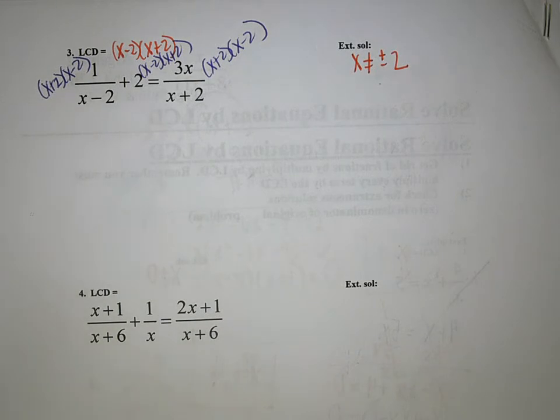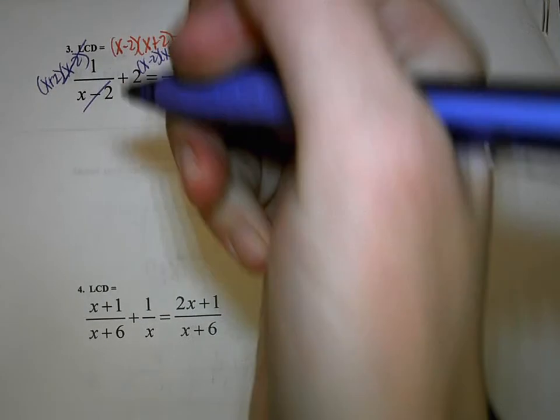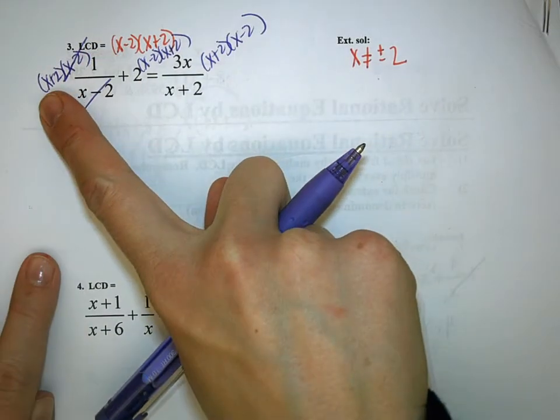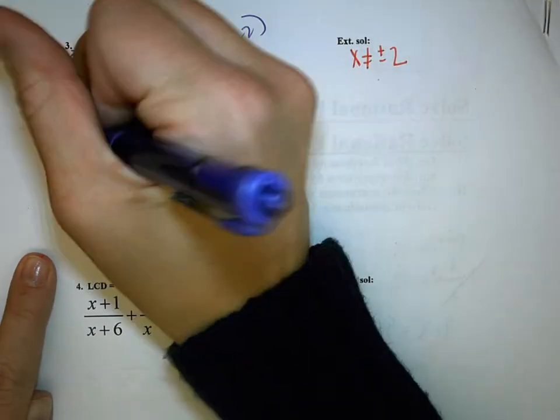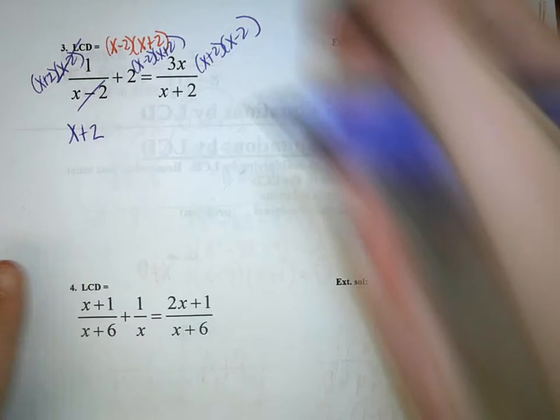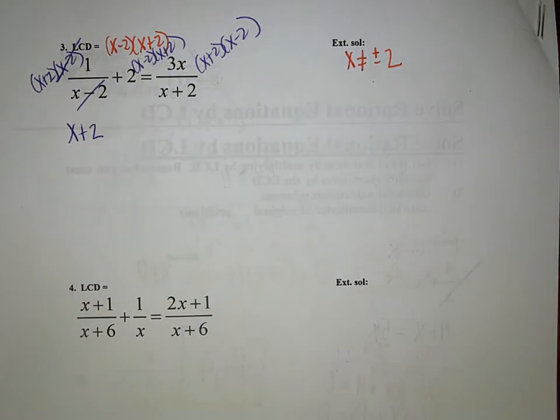What happens on my first fraction? Very good. X minus 2's cancel out. And we have 1 times x plus 2, which will just be x plus 2. Very good. My next one, is there anything that's going to cancel out? No. What should you multiply first?